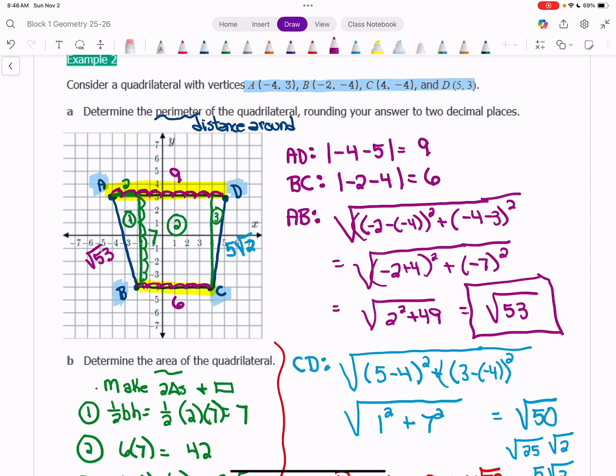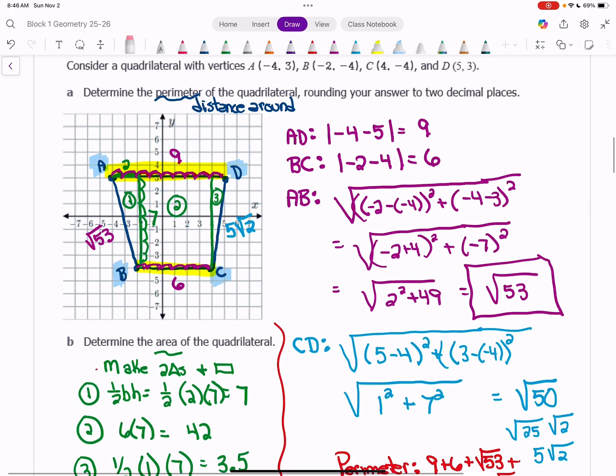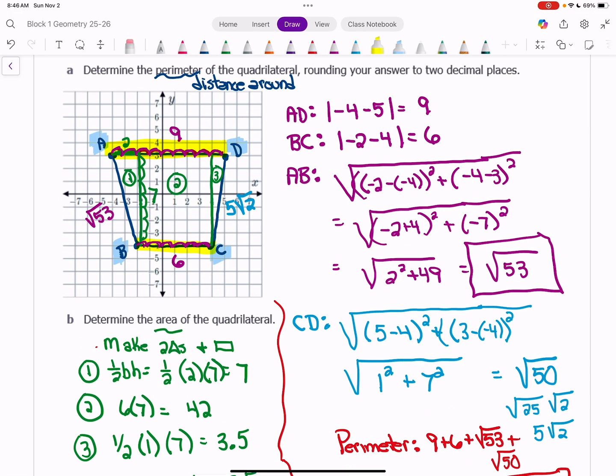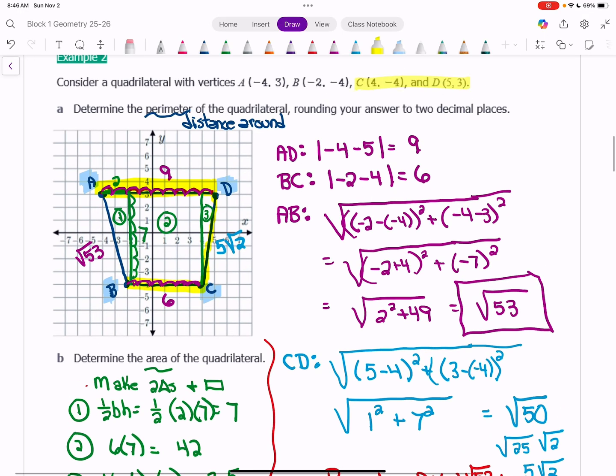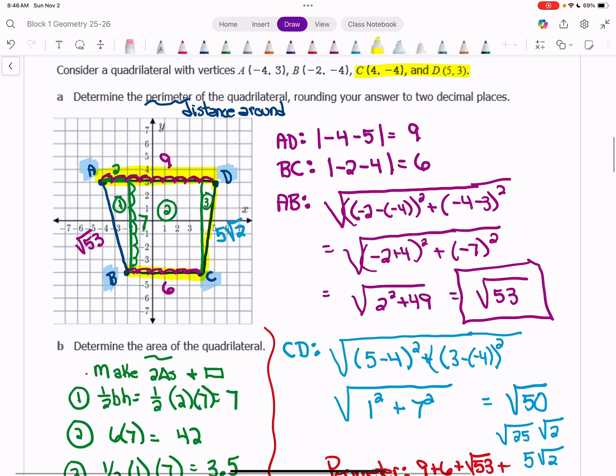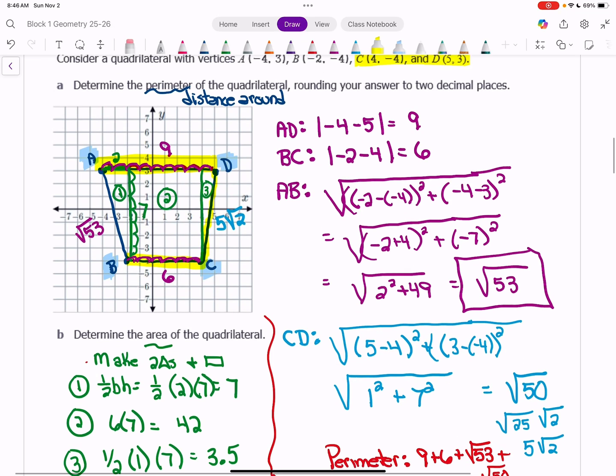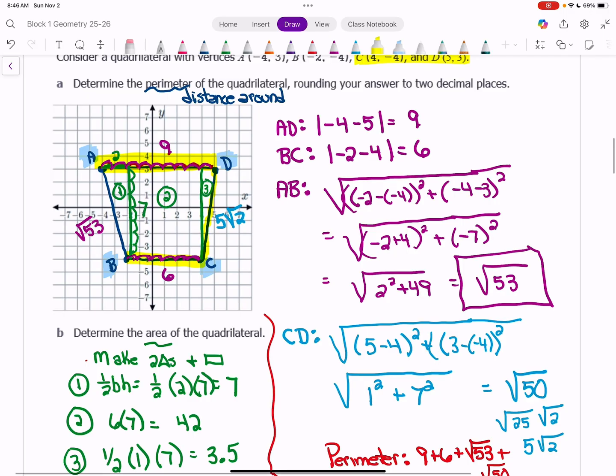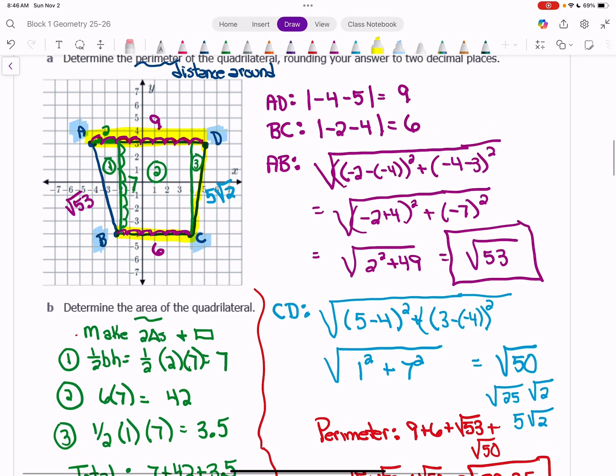Now, when you are taking the distance of the diagonal sides, you're going to have to use the distance formula. So for C to D, which is over here, you're going to look at points C and D and subtract the x values, so (5 minus 4) squared, and (3 minus -4) squared, and you simplify it and end up with the square root of 50, which actually does break down into 5 root 2.